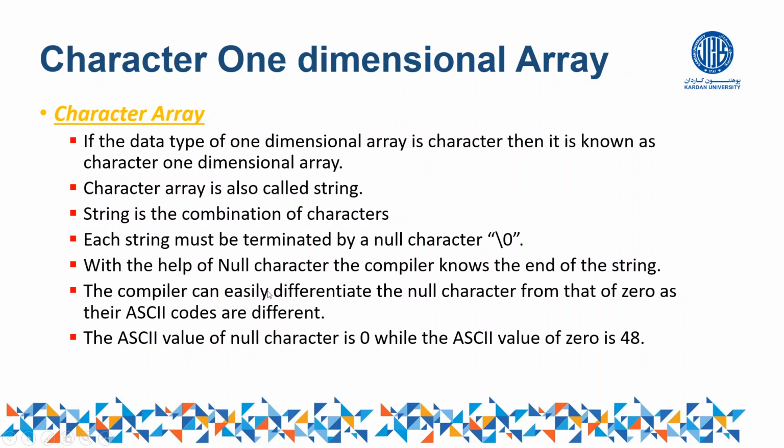The compiler can easily differentiate the null character from that of zero, as their ASCII codes are different. Remember, you might be confused that this character means zero, but it is not zero, because the compiler differentiates zero from the null character with respect to its ASCII values. Remember that the ASCII value of the null character is 0, while the ASCII value of the character 0 is 48. Keep this in your mind. That's how the compiler knows where it has to end the string.